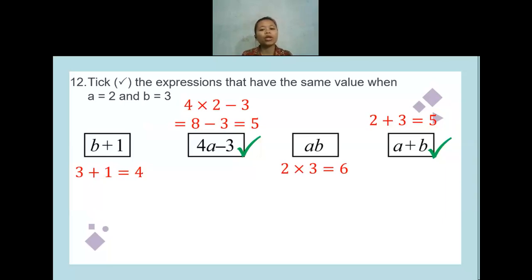Because we have to tick the boxes having the same value, we found that the second and the last boxes have the same value, which is equal to 5. That's why I tick the second and also the last box.